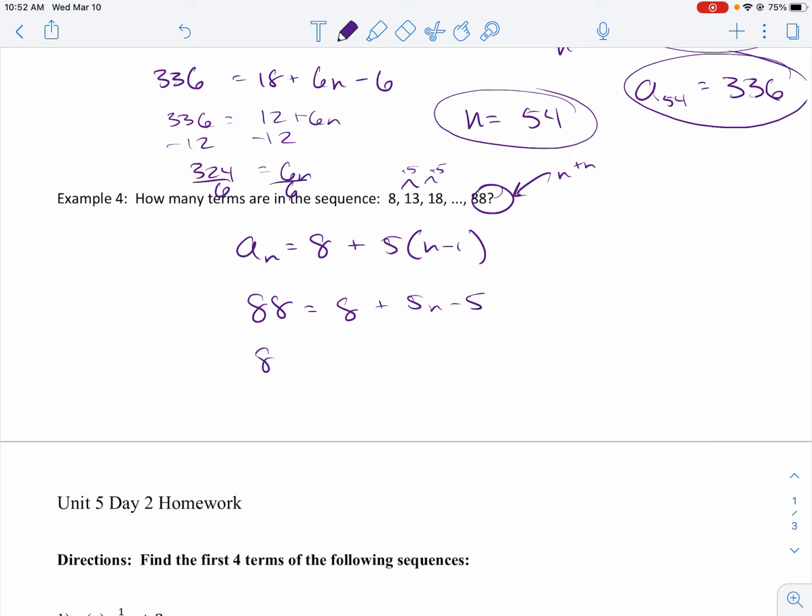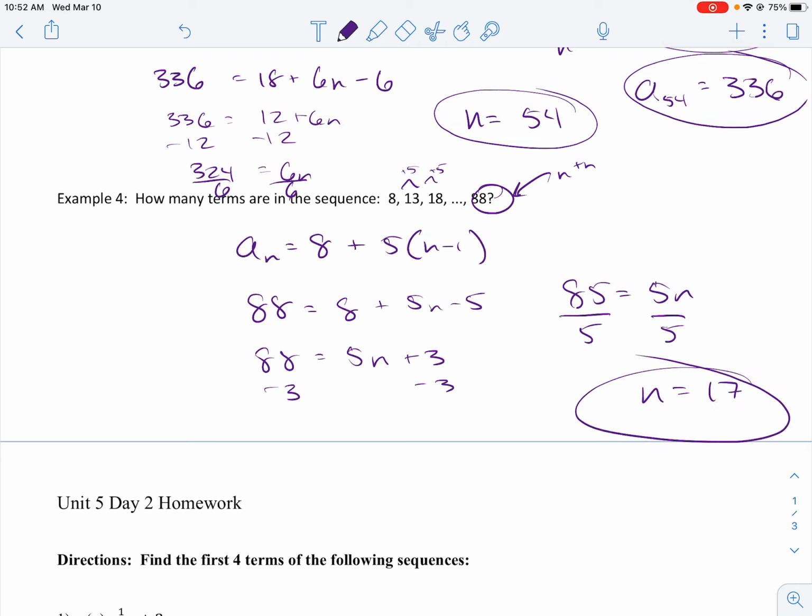Okay, combine like terms and solve. So this is going to be 85 is equal to 5n. Divide by 5, and n is equal to 17. So what that is saying is our 17th term in our sequence is 88.